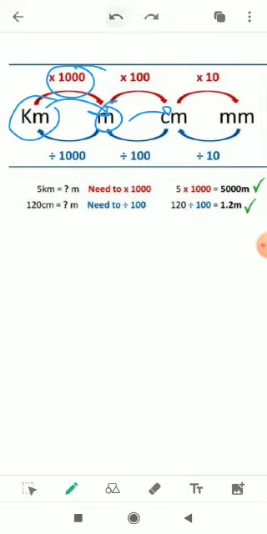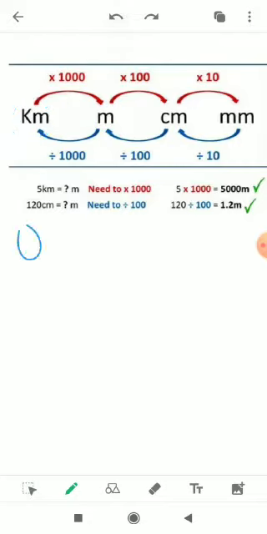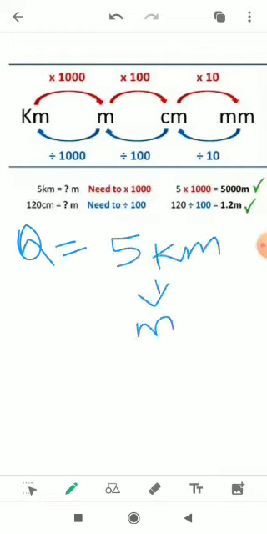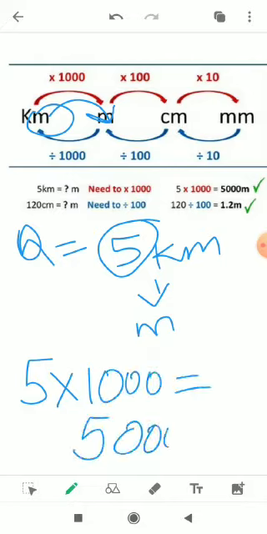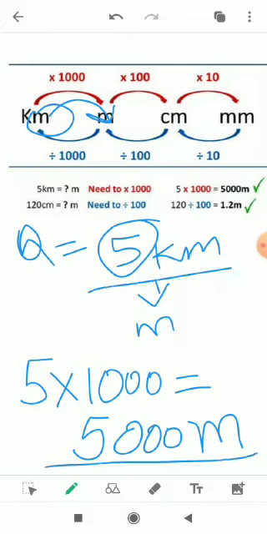Let's take an example to understand this in more detail. If I am telling you to convert 5 kilometers into meters, then to convert kilometer into meter, we need to multiply the value of kilometer by 1000. So what we will do? We will multiply 5 by 1000 and we will get 5000 meters. So we can say that 5 kilometers contain 5000 meters.